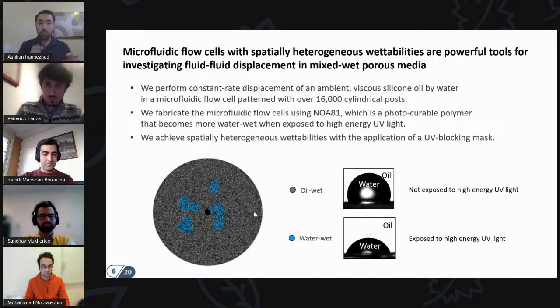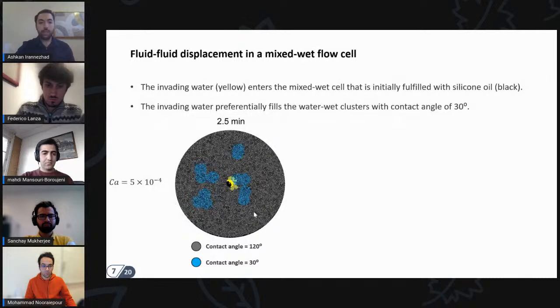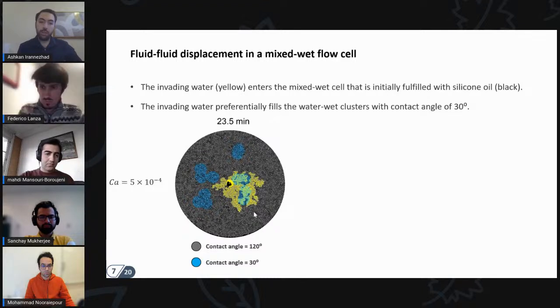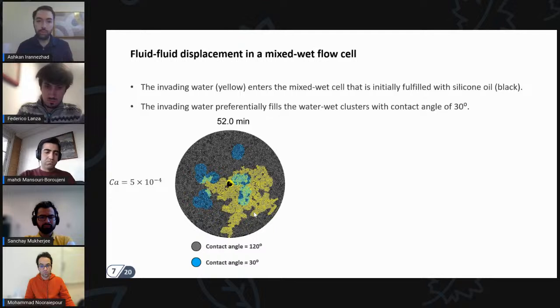And these 4 blue clusters actually have a contact angle lower than 90 degrees, so they are water wet. When we perform the experiments in these flow cells, where the contact angle of the oil wet area is 120 and the water wet area is 30 degrees, which means that the water wet clusters are strongly water wet, we see that the invading water preferentially fills the water wet cluster with the contact angle of 30 degrees. This is what we expected to see, because intuitively we expected that.